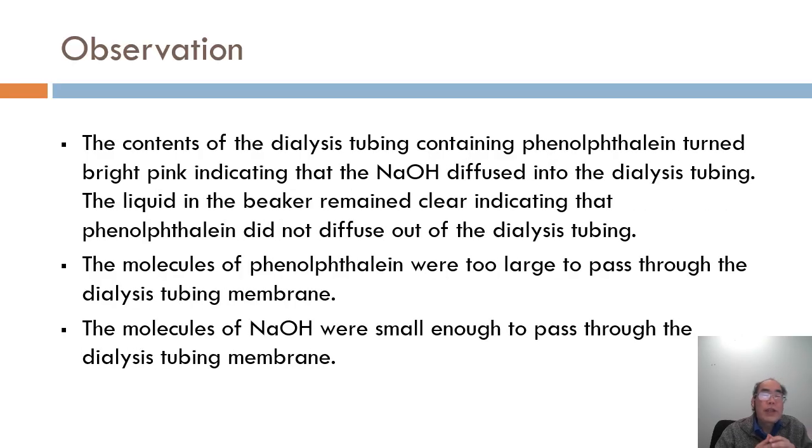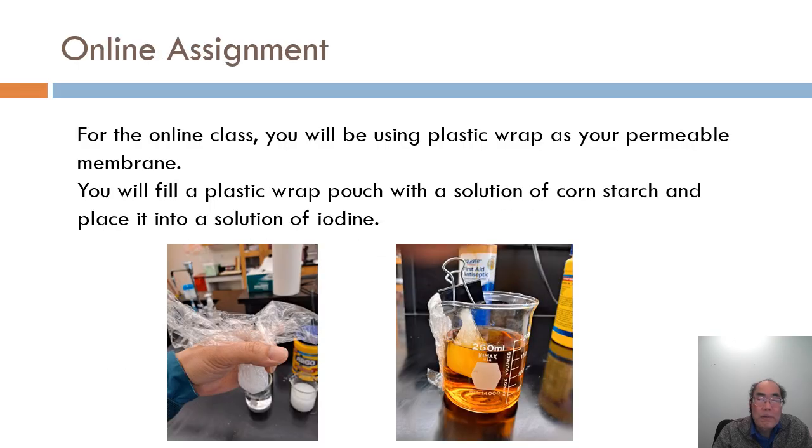Okay. And for the dialysis tubing filled with phenolphthalein, because the contents in the beaker did not change, we can conclude that the phenolphthalein molecules are too large to pass through the dialysis tubing membrane, but the sodium hydroxide molecules were small enough to pass through the membrane into the tube and cause the contents to turn a bright pink. All right.